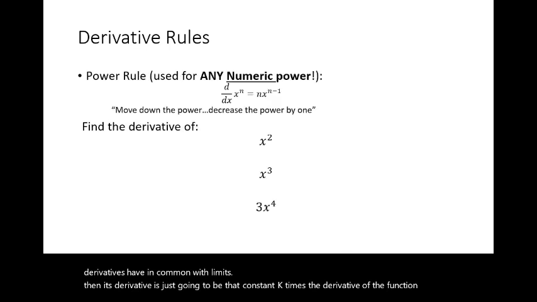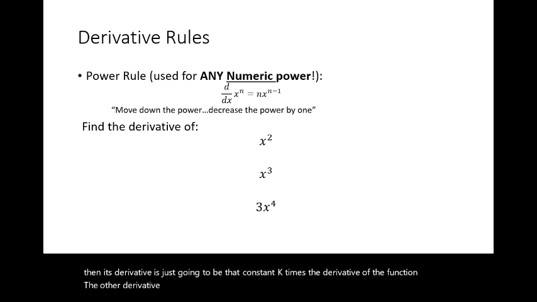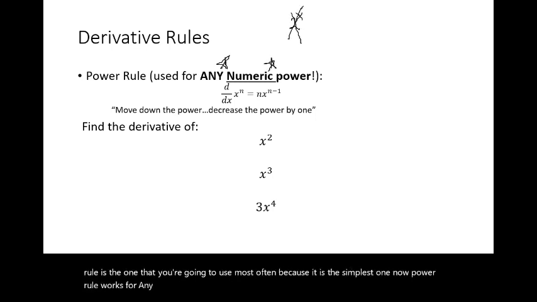Now, the other derivative rule that we're going to cover today is called the power rule. And the power rule is the one that you're going to use most often because it is the simplest one. Now, power rule works for any numeric power. So do not try to use this when you have a variable in your exponent. Anytime that your exponent is just a number, you can use the power rule.